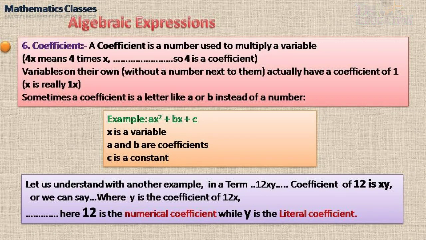Or we can say where y is the coefficient of 12x. Okay, we can say where x is the coefficient of 12y. Okay, here 12 is the numeric coefficient while y is the literal coefficient. Okay, y is called as the literal coefficient. Understood?